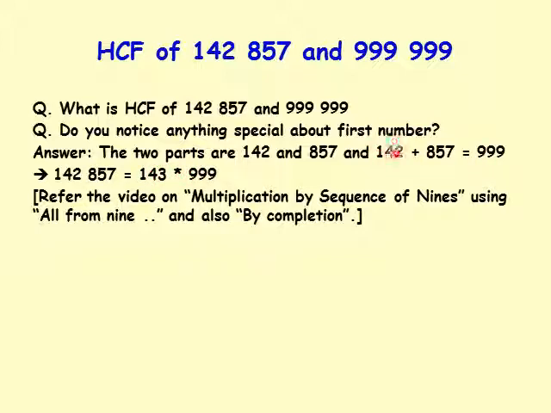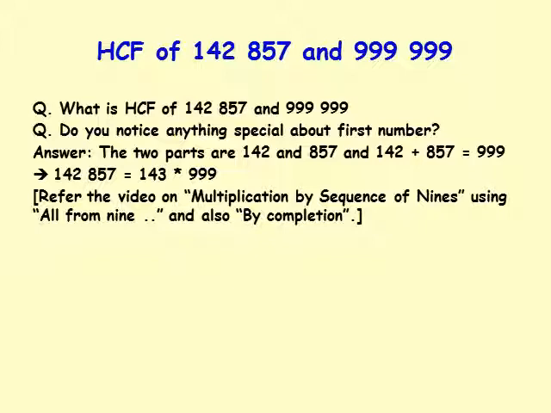From this property, 142 plus 857 is 999. These two parts, 142 and 857, are 9's complements of each other. When two parts are of the same size and 9's complement of each other, then the number comes from multiplication by a sequence of 9s, and that is 143 times 999. So at least we know that the first number is 143 times 999.